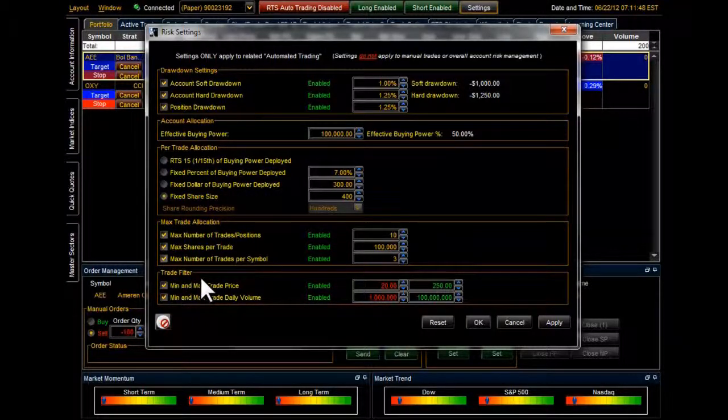Next one down is pretty straightforward also. We have trade filter, min and max trade price. You can enable this and set the value of the min and max trade price that you're comfortable with. And the same goes with the one below it, min and max trade volume. Again, you can go ahead and enable this and set this to 1 million as your minimum volume and say 100 million. And remember, this directly affects your strategies that you deploy within Wizard Lab.